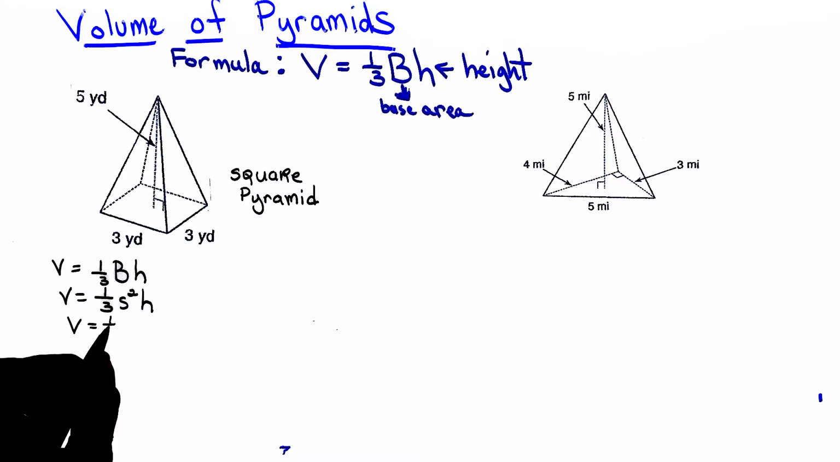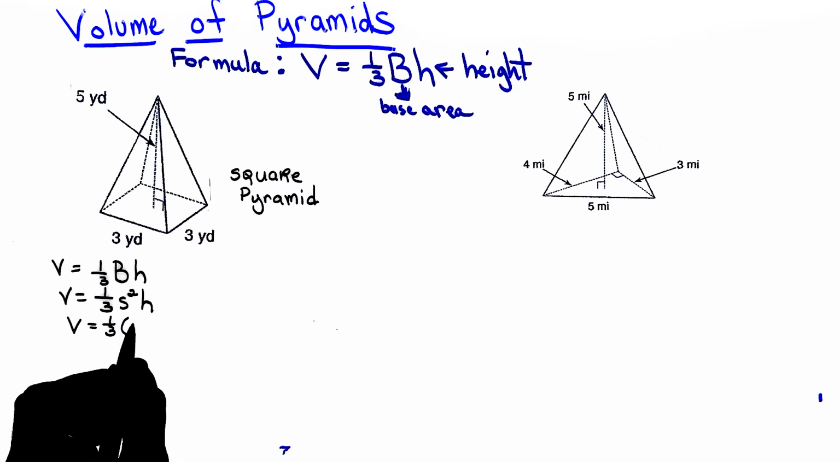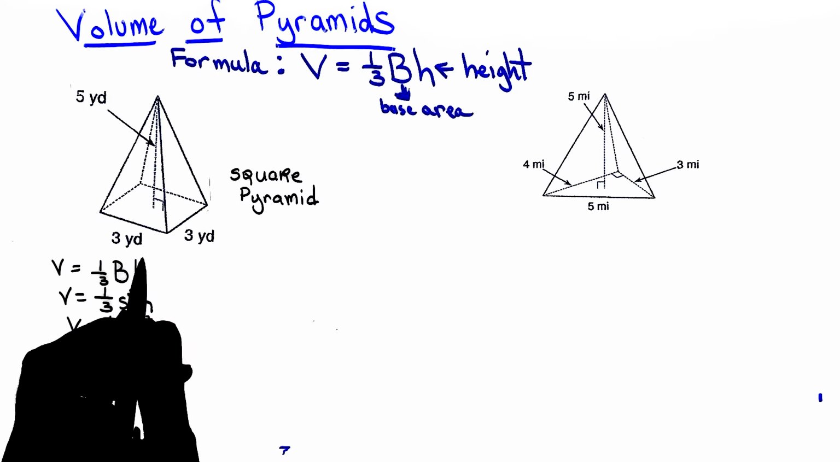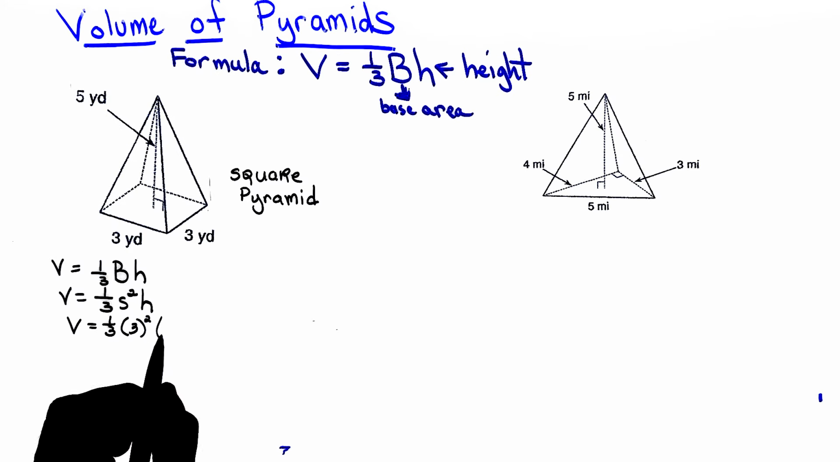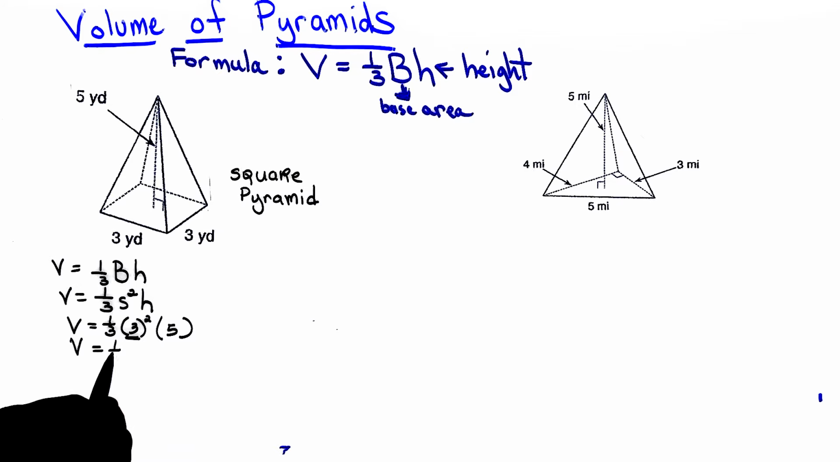So let's substitute in our values. Volume is equal to 1/3. Our side, we can see, is 3, and we're going to square that. And the height is a 5. So we know we need to always do squaring first. So volume is equal to 1/3, and that's 3 times 3 is 9. And then 5, these are all going to be multiplied together.